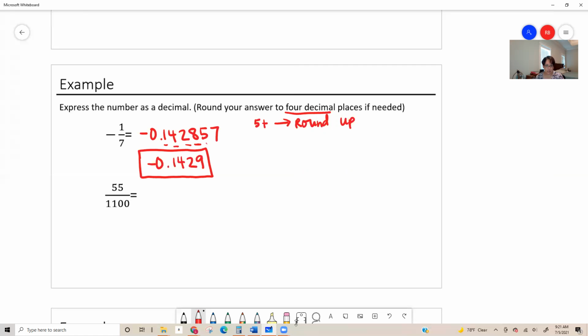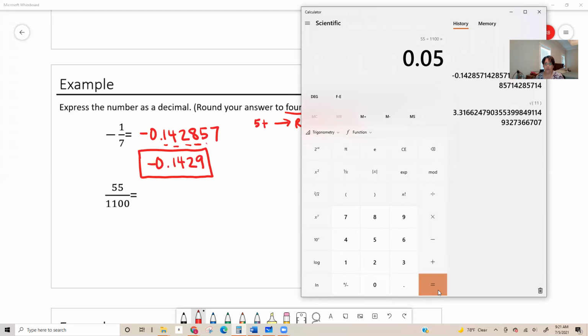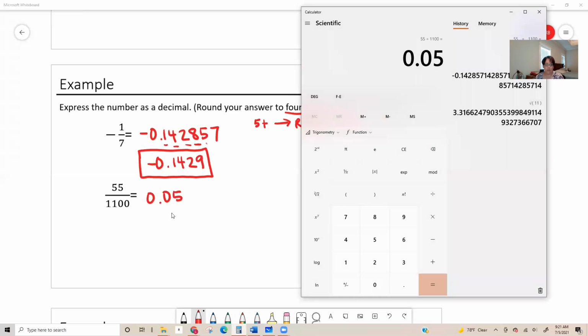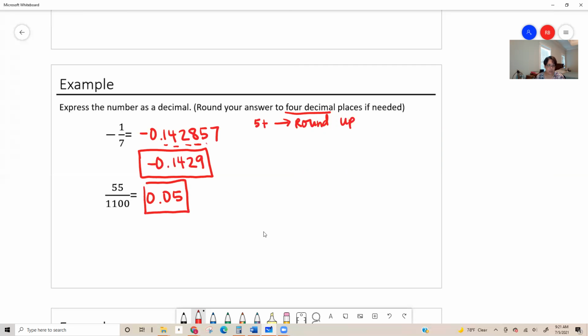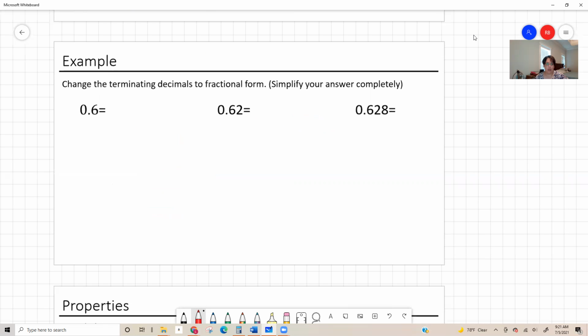All right, so let's look at 55 over 1100. So it's 55 divided by 1100. So when you do that, you just get 0.05. Okay, so 0.05. Because this didn't go out to 4 decimal places, you just leave it as 0.05. All right, now we're going to go the other way.